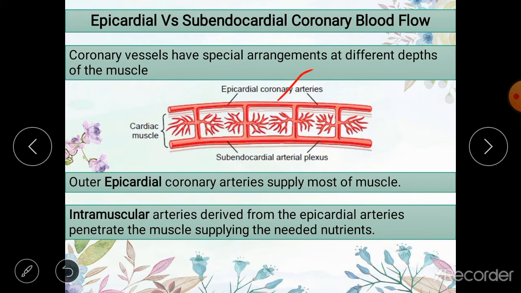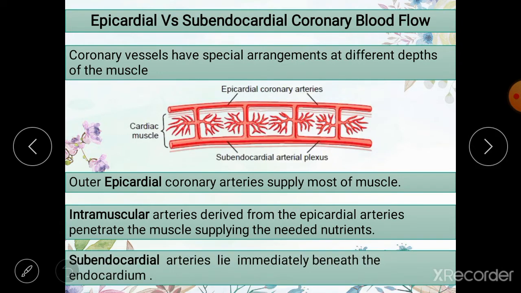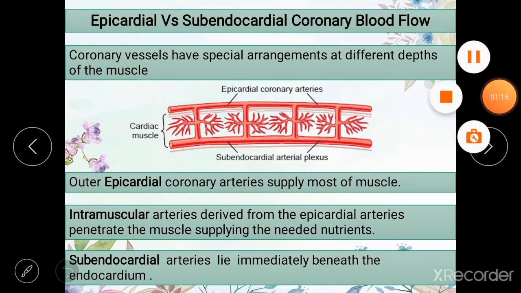These epicardial arteries, which are your left coronary artery and your right coronary artery and their branches, are the actual arteries which supply throughout the depth of the muscle of your ventricle. The intramuscular arteries are actually deep branches of your epicardial arteries which penetrate into the muscle and give off branches to supply the myocardium and also supply the endocardium through the subendocardial plexus. So this is the arrangement of your coronary arteries.